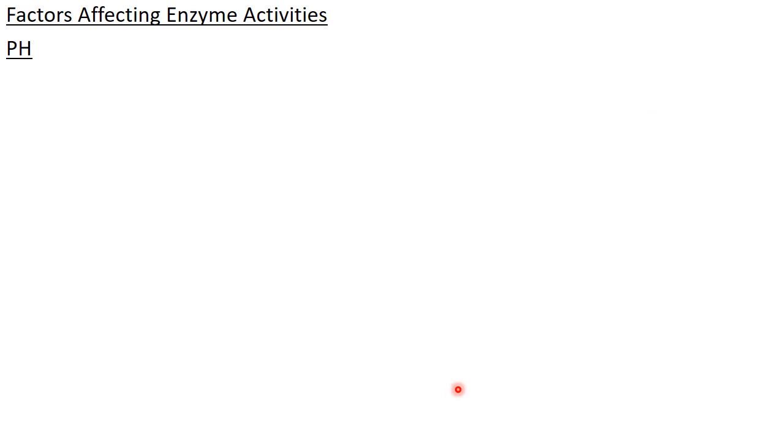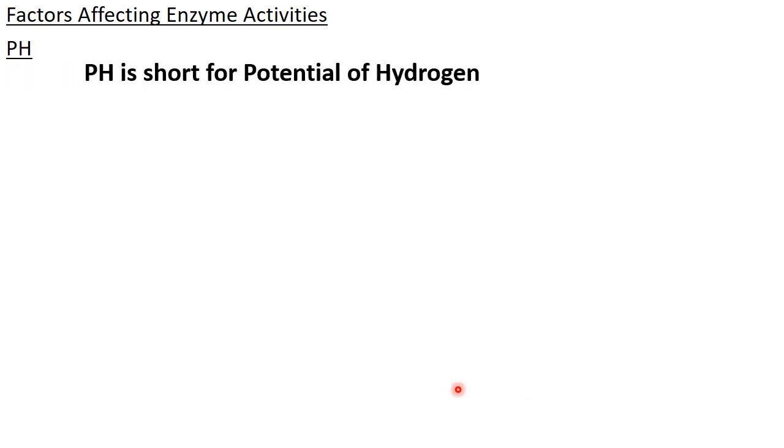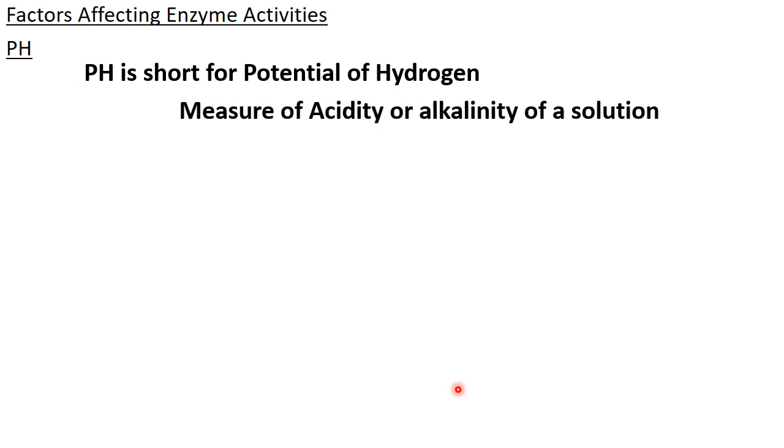Another factor that affects enzyme activity is pH. pH stands for potential of hydrogen. But are we getting any sense from potential of hydrogen? Potential of hydrogen is just a measure of the acidity or alkalinity of a solution. Solutions can be in three forms. They can be neutral, where they're not acidic or alkaline. For example, water. Water is not acidic. When you're drinking water, it's not like you're drinking an acid or an alkaline.